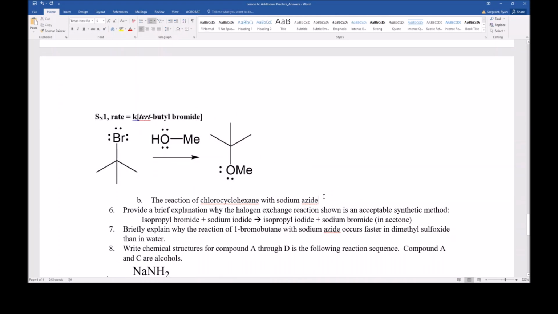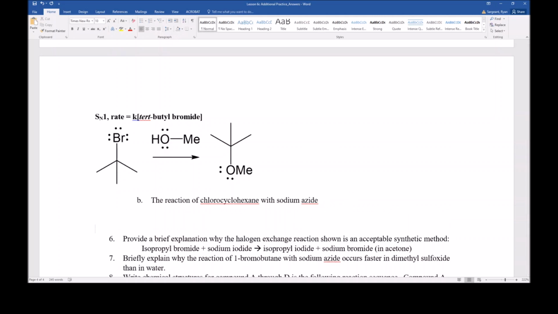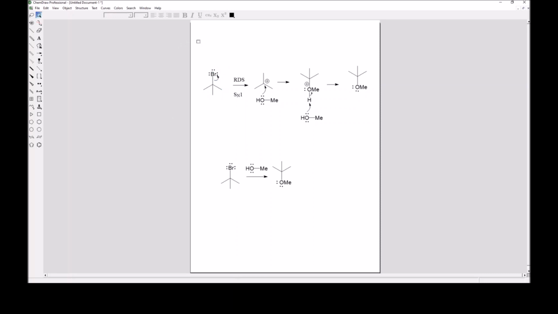Now it's asking for the reaction of chlorocyclohexane with sodium azide. Let's draw that out to see what it looks like. We're going to show it mechanistically. We want chlorocyclohexane. So there's my cyclohexane, and there's chlorine.